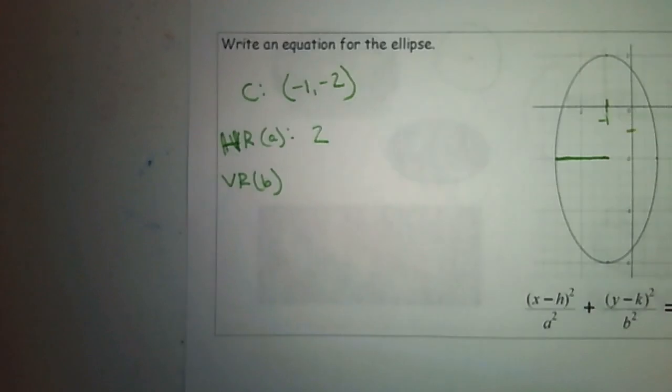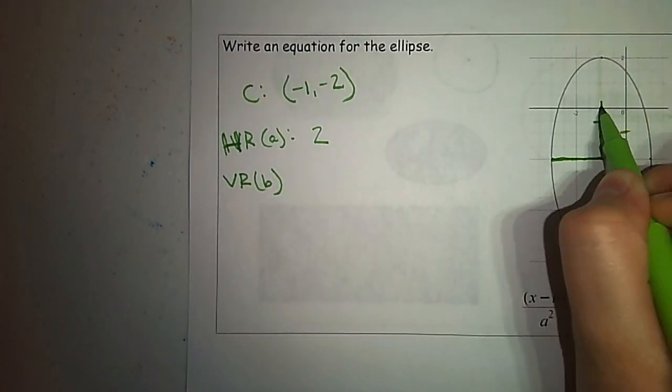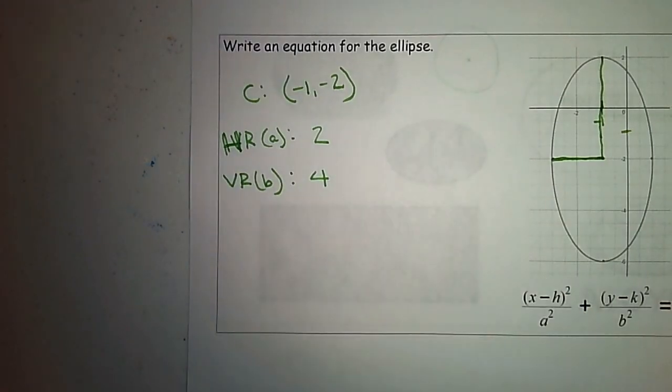Now let's talk about the vertical radius, which is my b value. Vertical radius is our up and down one. So here's 1, 2, 3, 4. So our vertical radius is 4. B value is 4. And now let's plug her in.